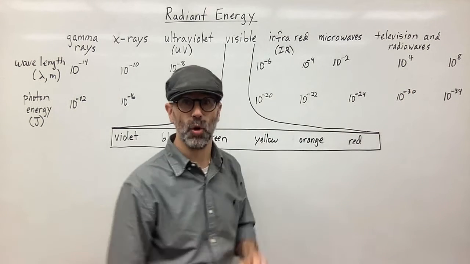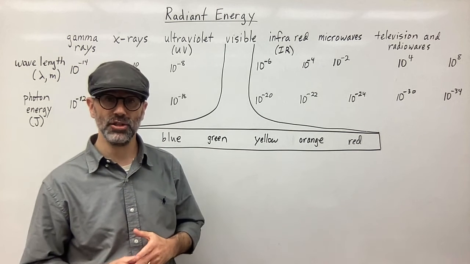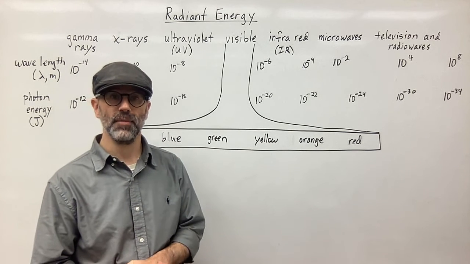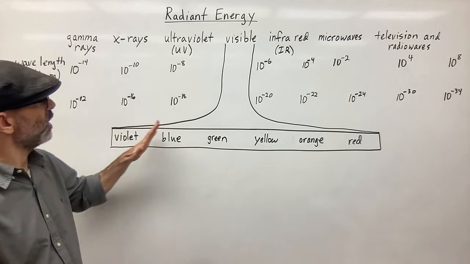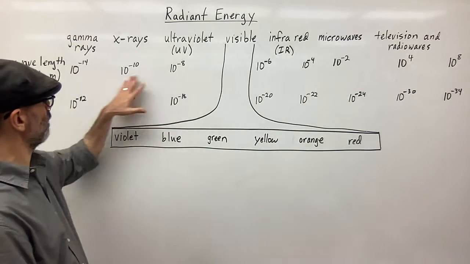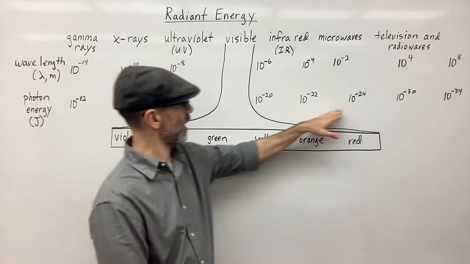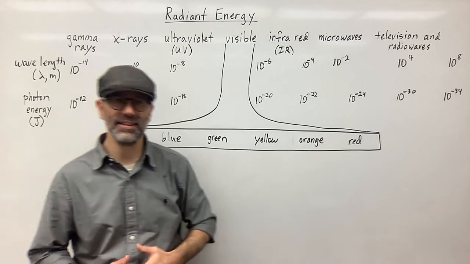So that is the order of the different kinds of radiation, different kinds of radiant energy. And again, you can organize them or distinguish them either by their wavelengths or by the energy per photon. So I hope this is helpful. That's the end of this video.